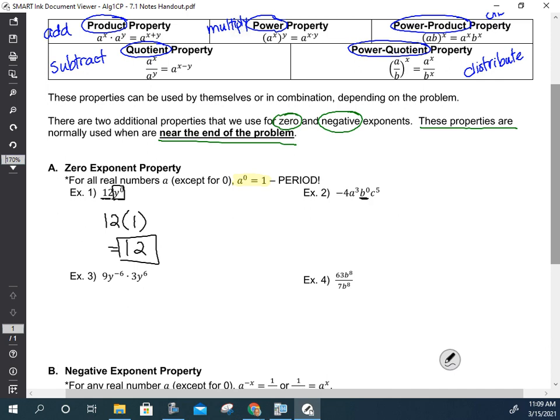So B has the 0 attached. Not the -4, so that comes down. Not the A, so A to the 3rd comes down. B to the 0 does, so that changes to 1. And C to the 5th comes down. So again, the only part that changes to 1 is the part that had the exponent of 0. That's the only part that gets to change. Any questions before we continue?